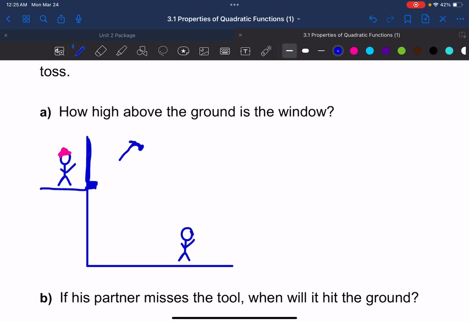Here's his friend. You don't have to get this detailed into a test, but just in case, just to give you the visual, if he's tossing this tool and it's going to land eventually to his friend down here, how high it is is your y-intercept. That's what you can think about it. This is your vertical, this is your horizontal. So the ground you can think of as your x-axis, and now this vertical, so like the building, the window, that's going to be your y-axis.